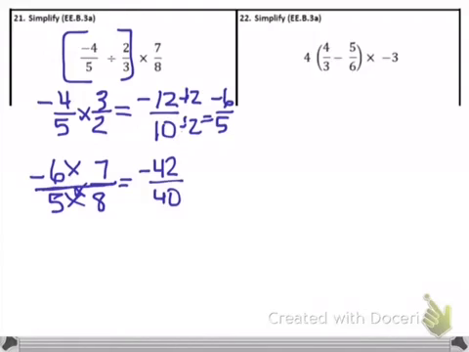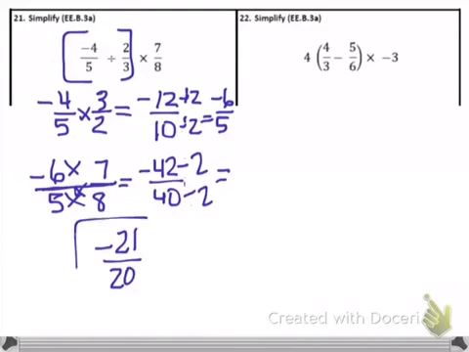Now, we want to go ahead and reduce this. You do not have to make it into a mixed number, but we do want to go ahead and reduce it. And the way that we're going to do that is we are going to divide both of these by 2. And when I do that, I'm going to get negative 21/20. And that is the correct answer.